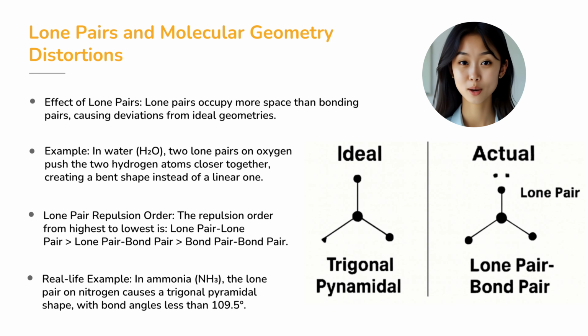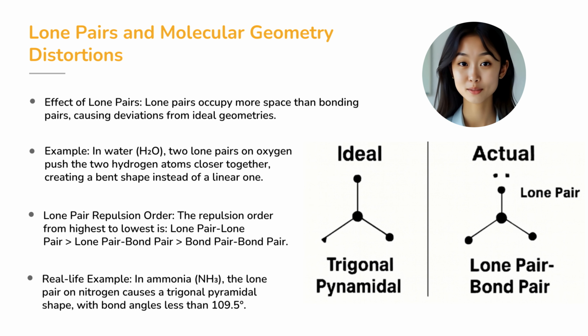Now, let's talk about lone pairs. These are the electron pairs that aren't involved in bonding, but they still influence the shape of a molecule. Lone pairs occupy more space than bonding pairs, so they cause greater repulsion. For example, in ammonia, spelled NH3, the nitrogen atom has 1 lone pair and 3 bonding pairs. This causes the molecule to have a trigonal pyramidal shape with bond angles less than 109.5 degrees.